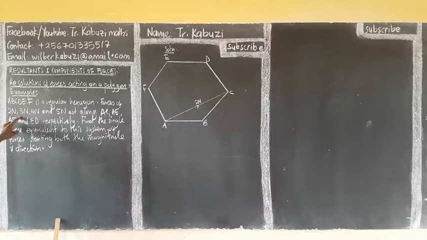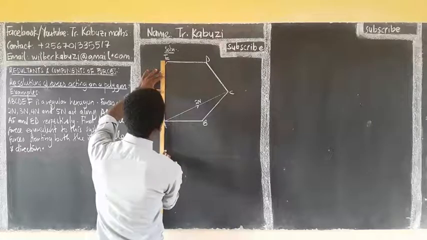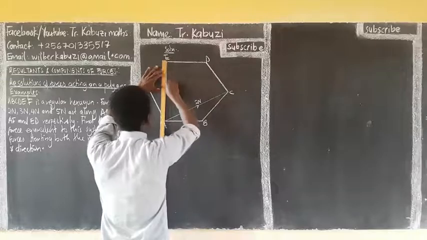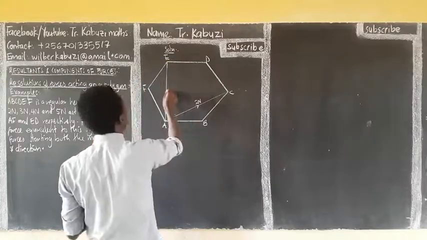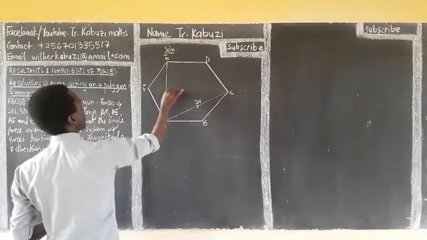Then 3 newtons acting along AE. Where is AE? AE is here. Our AE is going to be here. So I think this is our AE there. It's going to be 3 newtons.